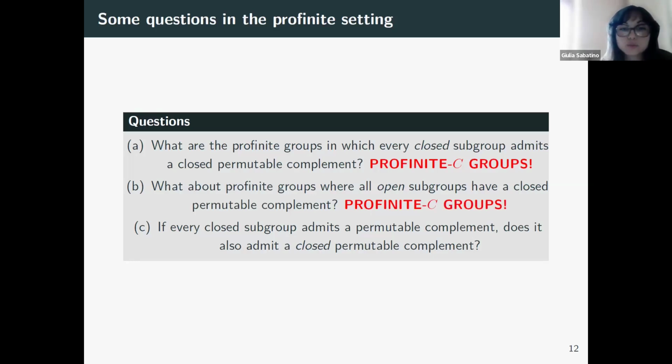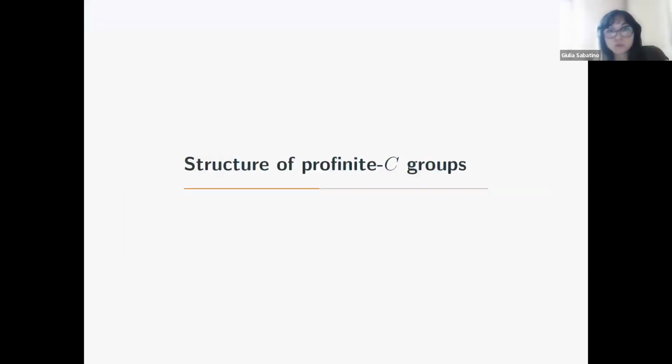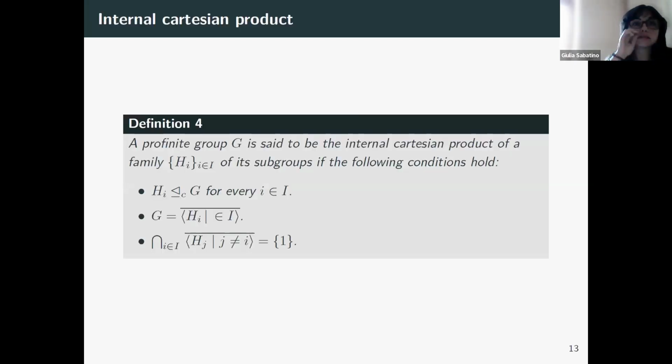Moreover, if we assume that a closed subgroup admits a permutable complement, it is always true that it also admits a closed permutable complement. Well, let's move to the main section of this talk, which is the description of the structure of profinite C groups. To describe it, we need the concept of internal Cartesian product, which is very similar to the usual Cartesian product we know.